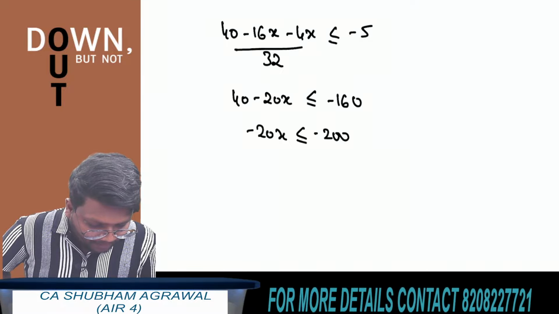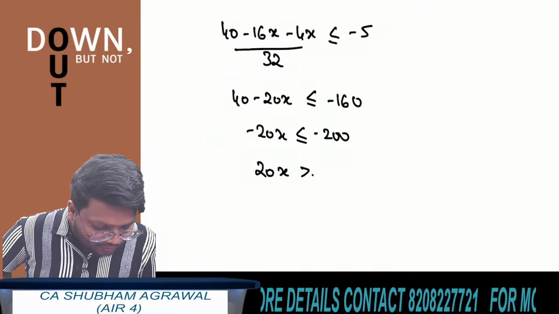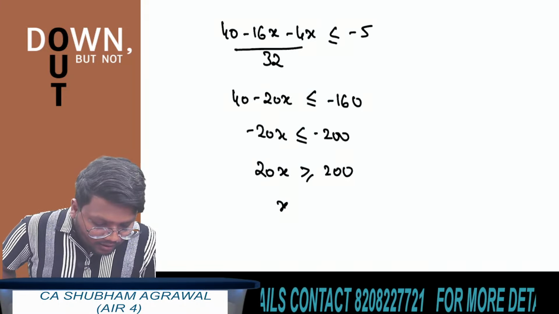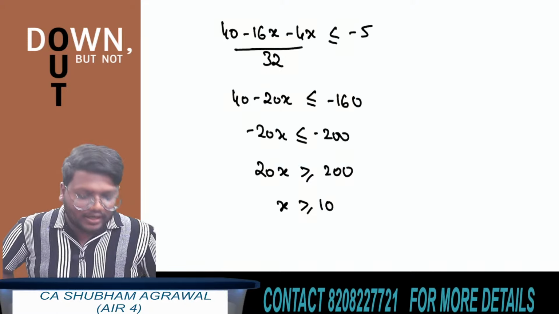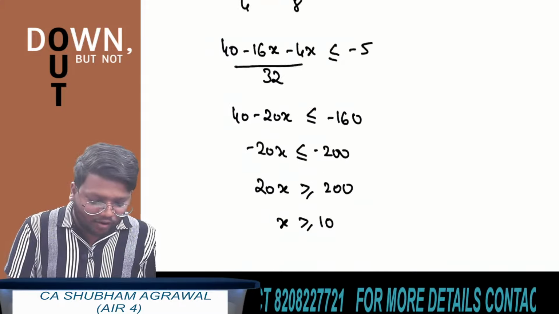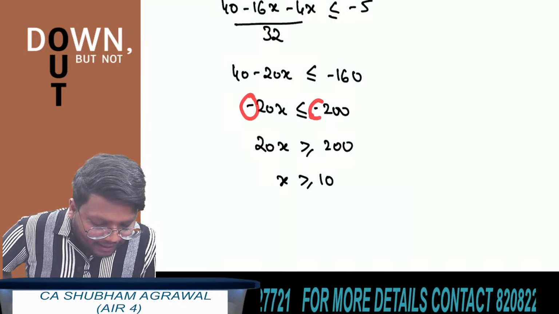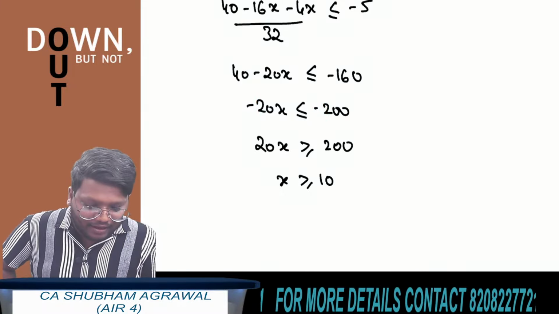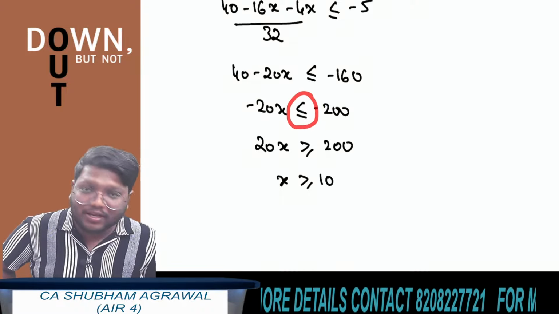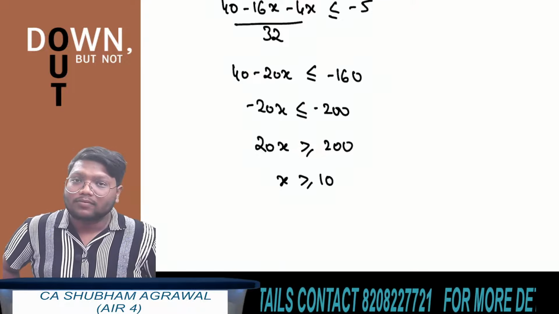What we have to do now, see, 20x is greater than or equals to 200. So x is greater than or equals to what? 10. So by solving this inequality, what we have got? x is greater than or equals to 10, by removing the minus sign from both the sides of the inequality. If we are eliminating this minus sign from both the sides of the inequality, we have to change the sign of inequality. This less than or equals to becomes what? Greater than or equals to. Clear?